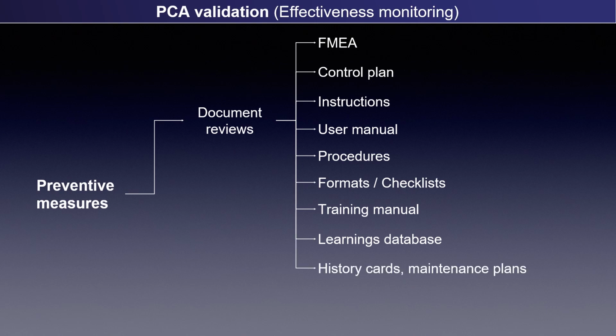Machine history cards, maintenance plans. We might replace or add components of a machine, fixture or tools during problem solving. Such changes need to be incorporated in the history cards so that the concerned personnel can be aware of such changes. And it also helps to track down the cause in case any problem occurs in future.